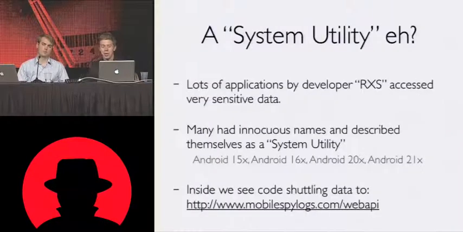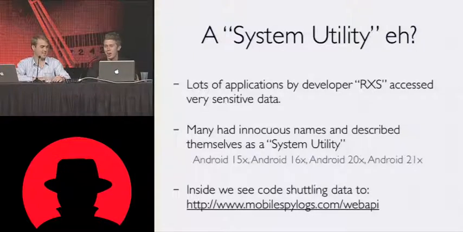So the first thing we found was an application by a developer called RxS, and it claimed itself to be a system utility. There were multiple apps in the market, and they all had fairly innocuous names, and a lot of them calling themselves system utilities. Android 15X, Android 16X, Android 20X. Sounds like a home exercise plan, I know. And we saw that inside all these applications, they're shuttling a lot of data to mobilespylogs.com/web API. I don't know about you guys, when I see anything connecting to mobilespylogs.com, I get a little nervous.